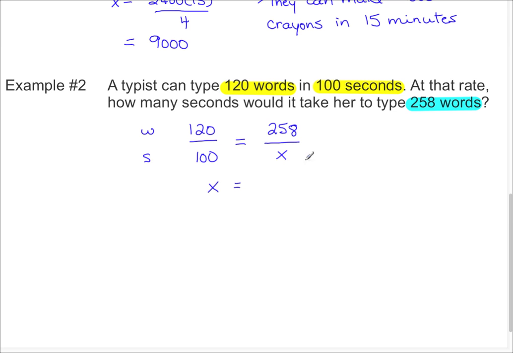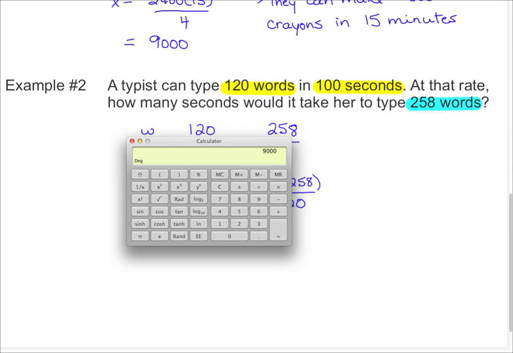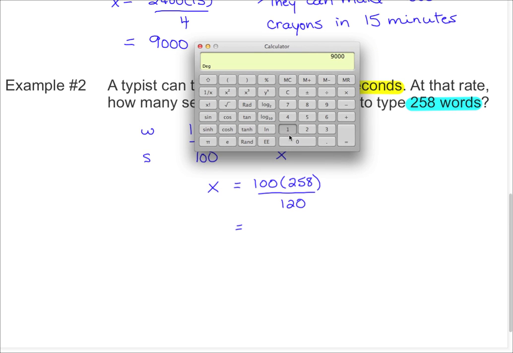Okay, now how do we solve this? Well, if we're going to cross multiply, remember cross multiplying means multiply the crossways numbers that don't go with the x. So 100 times 258, and the cross that does go with the x is what we divide by. So that's 120. Let's pull out our handy dandy little calculator. And we've got 100 times 258 divided by 120, which is 215.